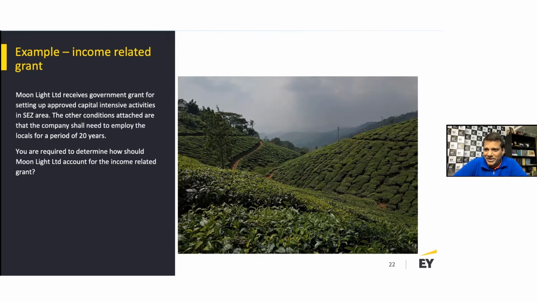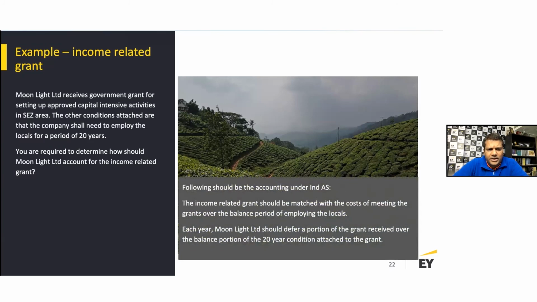All right, we have very limited information here. So essentially, if I'm receiving the government grant and I have to do local employment, I have to record this as a government grant over a period on a systematic basis. The conditions are that I'll be able to receive it, and there's reasonable assurance that I'll be able to fulfill all the conditions. So the income related grant should be matched with the cost of meeting the grant conditions over the balance period of employing the locals each year. Moonlight should defer a portion of the grant received over the balance portion of the 20-year condition attached to the grant. Simple.